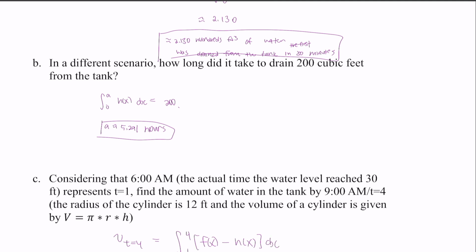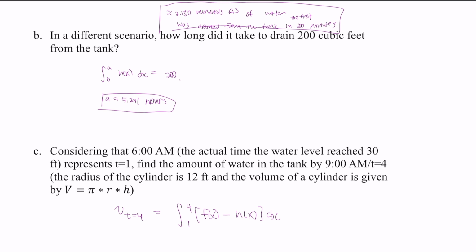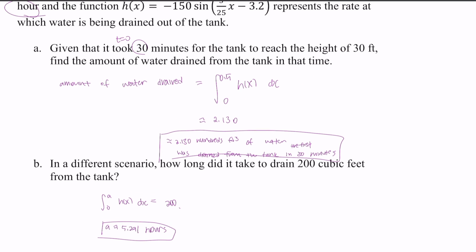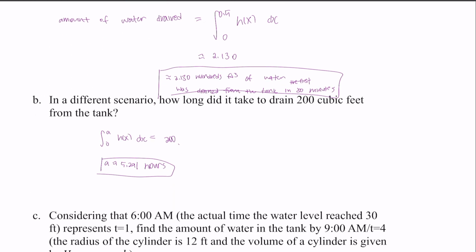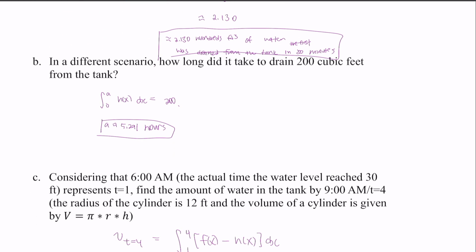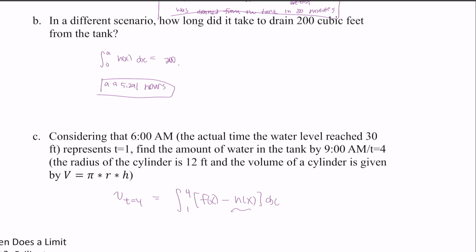And this makes sense, right, because when we take the integral of f of x, we're getting the amount of water filled into the tank from 1 to 4. And then we're subtracting the amount of water drained from the tank from 1 to 4, which is the integral of h of x, right? So that makes sense. And then what we're going to do is add the amount of water already in the tank at t equals 1, which is given by v when t equals 1, which is this equation.